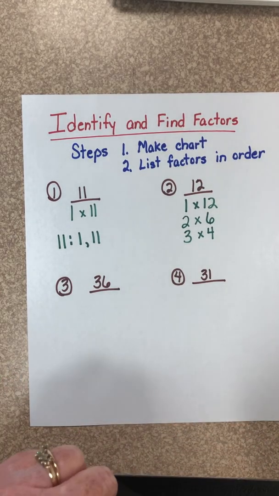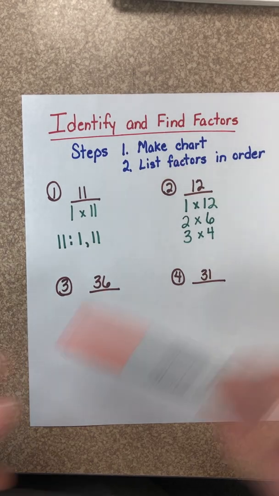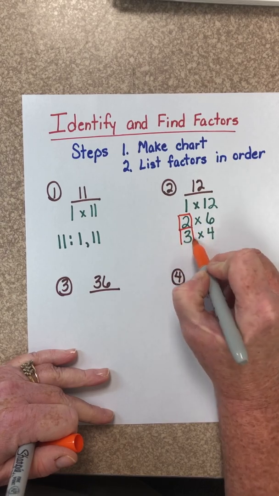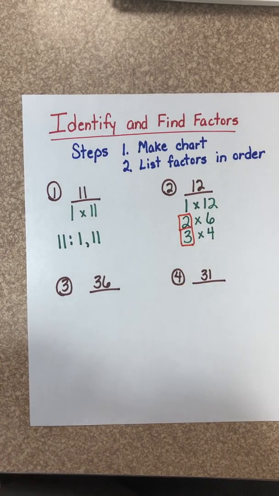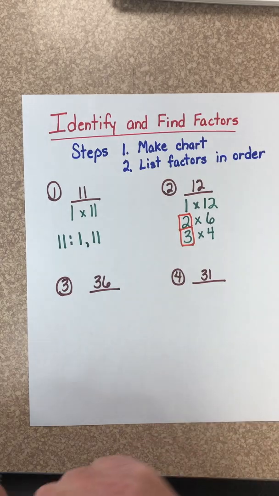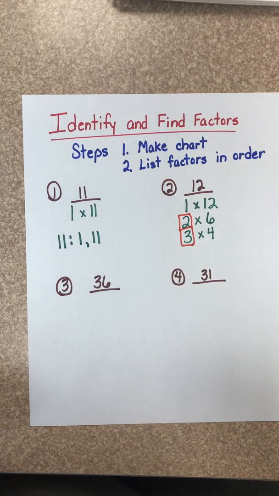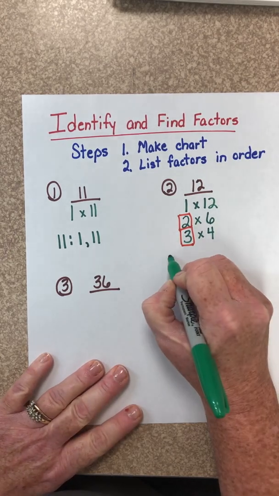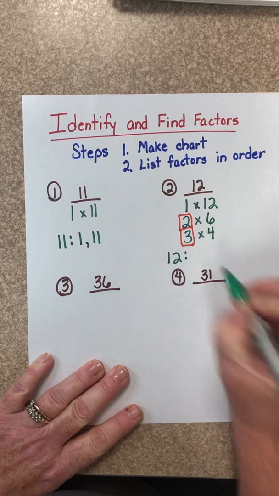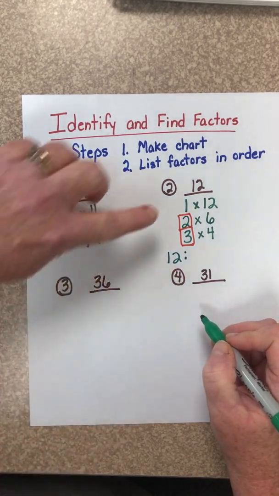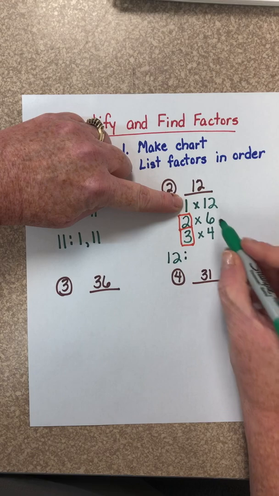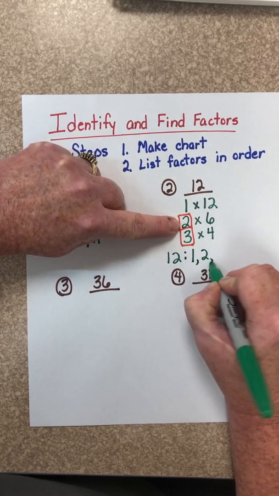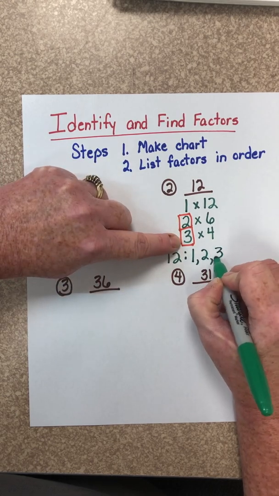Notice that 2, and I'm going to mark these, that 2 and 3 are our prime numbers in the first row of my hundreds chart. Now let's list those in order. So we write the number 12 and we use a colon after it, and we're going to write these numbers in order. So what that means is let's start at the top of the left side, and we're going to write 1, we're going to go down, so that would be 2 and 3.